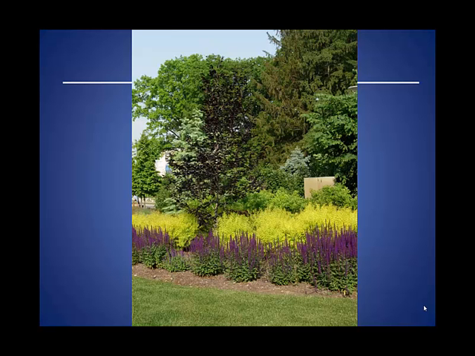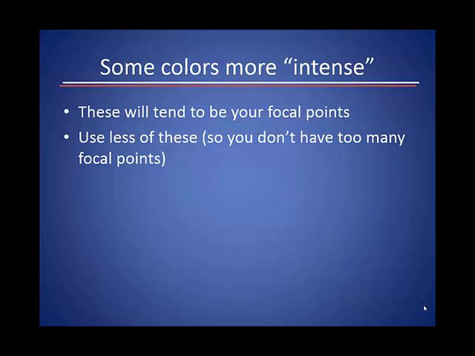And here's just an example. This is from the Indianapolis Museum of Art. This is, I believe, a cultivar of elderberry, and then we have the salvia in front, and it's very impactful, that lime green and the purple together. So that's another way you can use the color wheel.